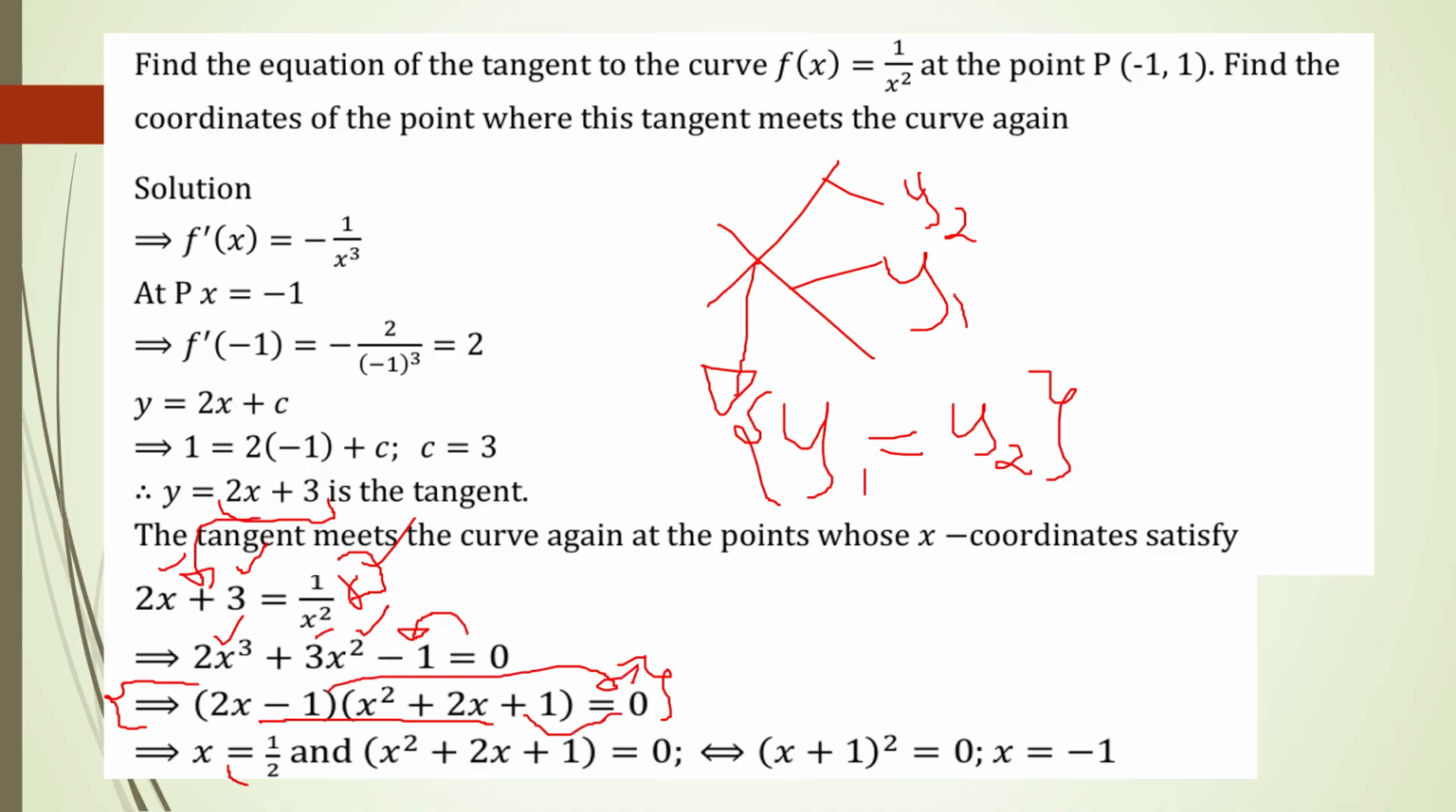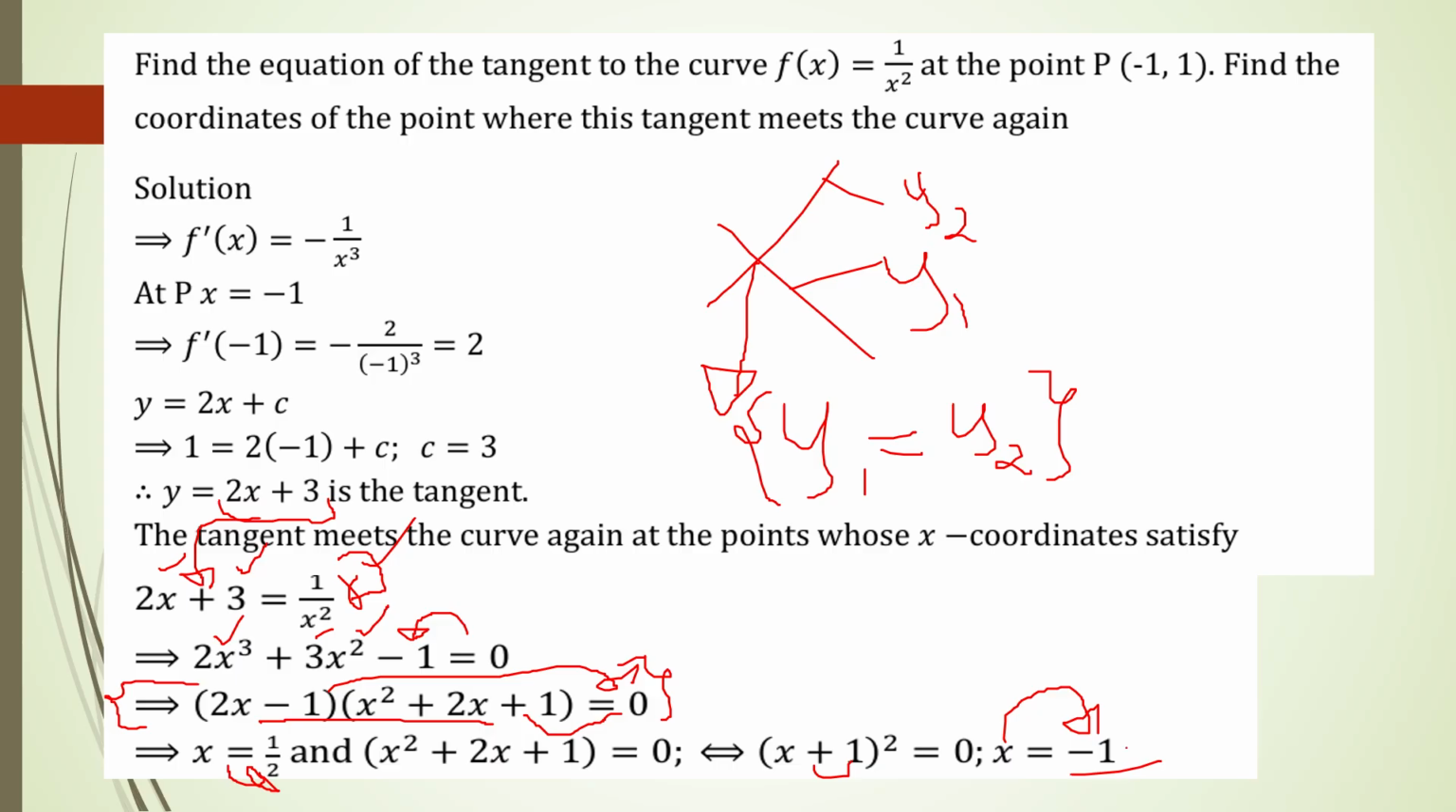So the first bracket is going to give us x equal to 1/2. And then the second bracket is going to give us two values. It's a perfect square, so it's going to be the square bracket of x plus 1 equal to 0. And then the value of x is going to be -1. So we end up with two values of x, being -1 and also x being equal to 1/2.